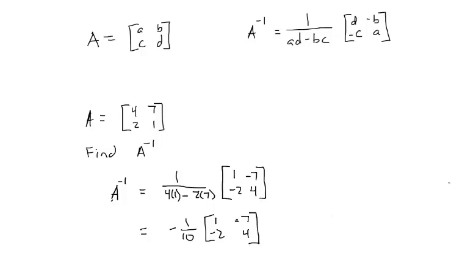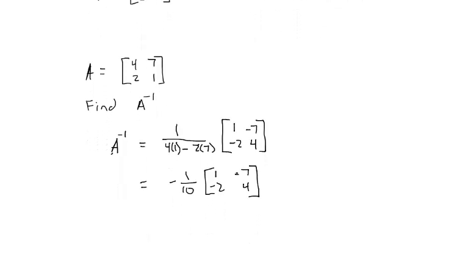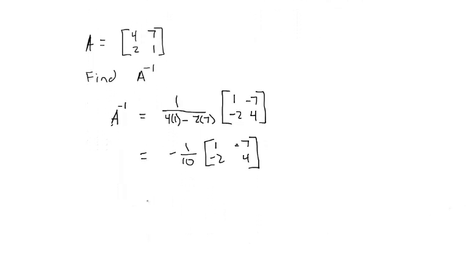And now we're going to multiply everything in the matrix by -1/10. We have a constant multiple. So we end up with -1/10, 7/10, 1/5, and -2/5. And this is our inverse of our original matrix.